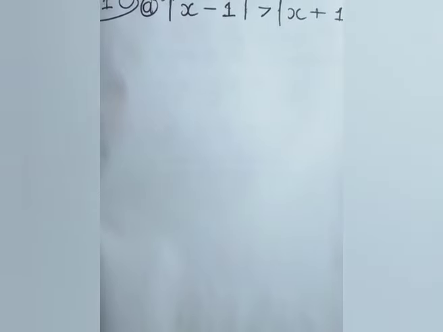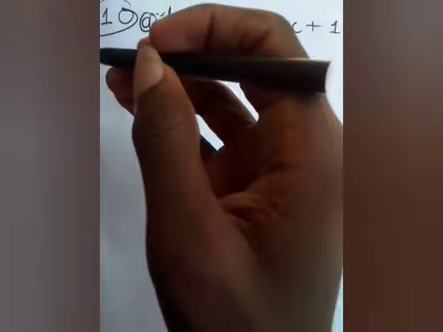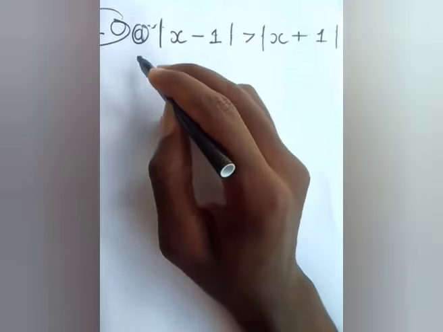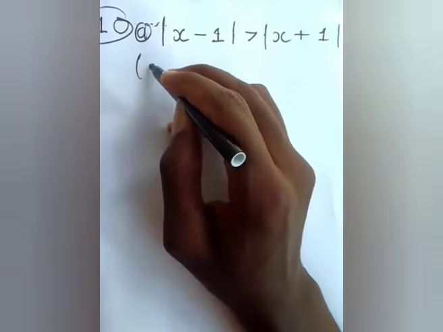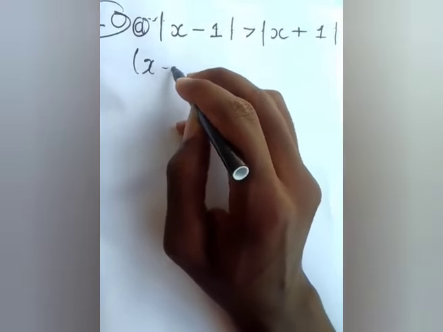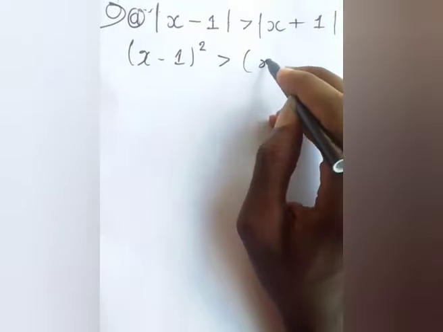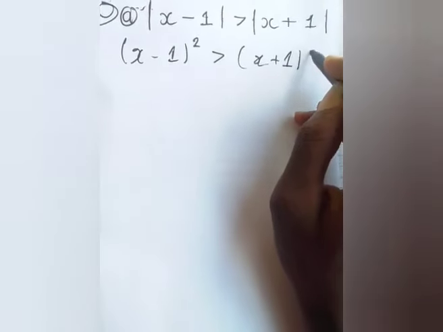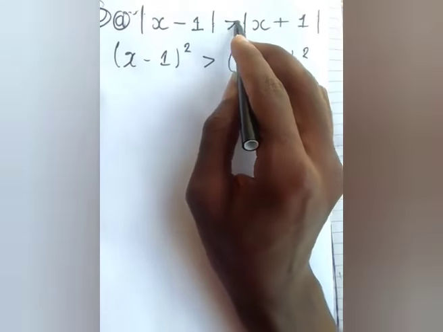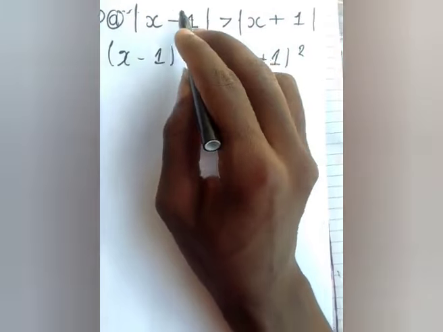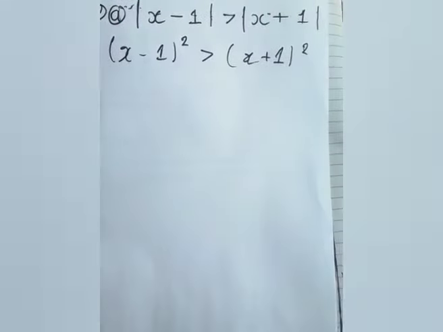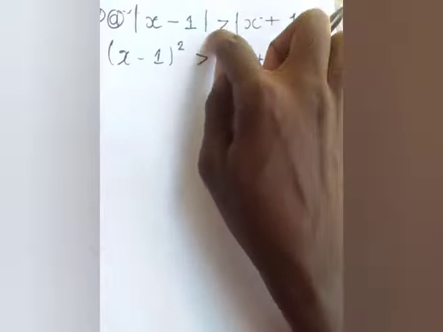Alright, and we have this question. The easiest way to solve this question is to square both sides, you raise them to the power of 2. This is a case where you have a sign here and you have two moduluses. This side is a modulus and on this side is a modulus.